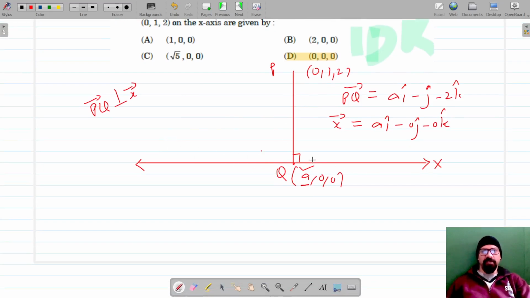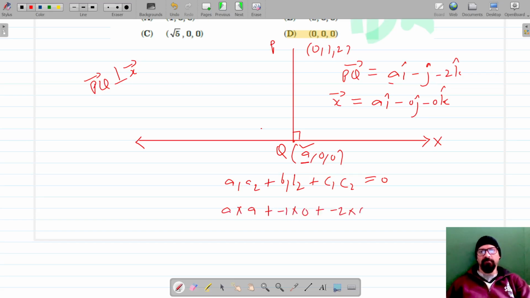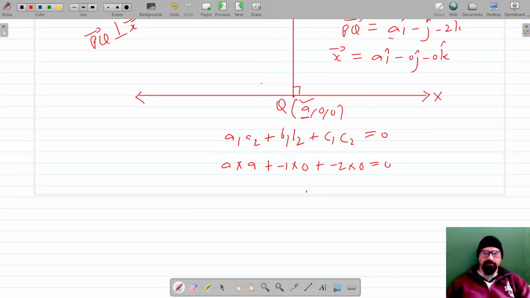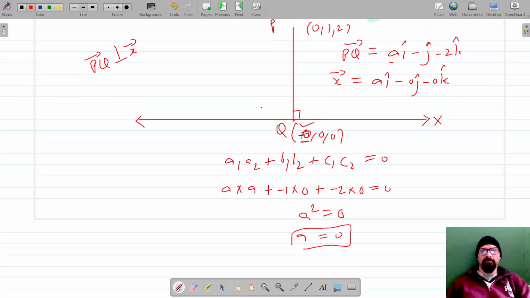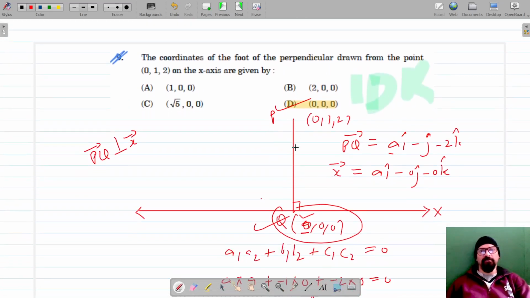Because the PQ vector is perpendicular to the x-axis vector, that means the dot product, A1 into A2 plus B1 into B2 plus C1 into C2, should be equal to 0. So A1 is a, A2 is also a, plus B1 is -1, B2 is 0, C1 is -2, C2 is 0, which gives me a square is equal to 0. So a square is equal to 0, and that should give me a is equal to 0. So a is 0, so that means the coordinates of the foot of the perpendicular is (0, 0, 0).